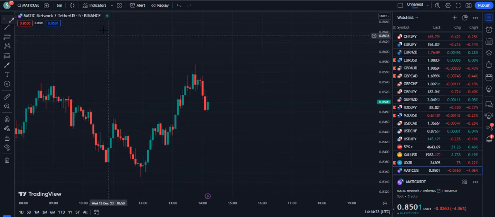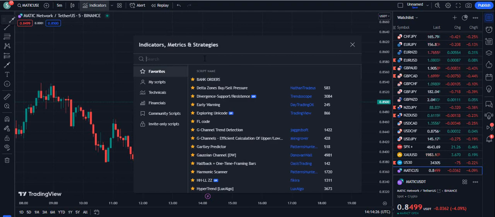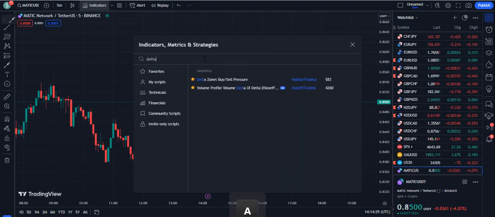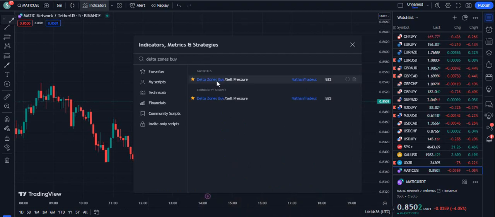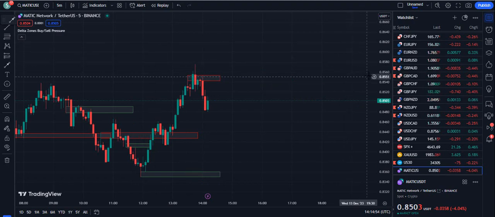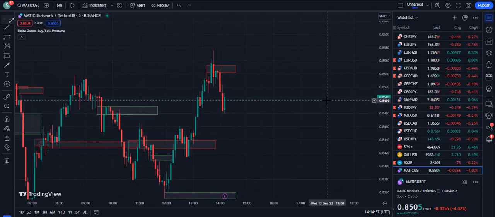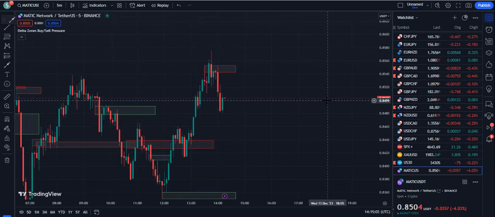Okay, so I'm going to delete this indicator so that I can tell my subscribers which indicator it is. So guys, you need to write delta zones buy. Once you write delta zones buy on TradingView, this indicator will come, called Delta Zones Buy Sell Pressure by Nathan Traders. You can see it has so many likes, and those traders who have good knowledge about price action, and who work on the factor of the delta, and who understand when the selling pressure and buying pressure of the market is coming, this indicator is one of the main tools for them.